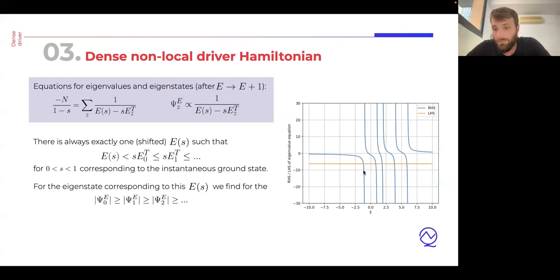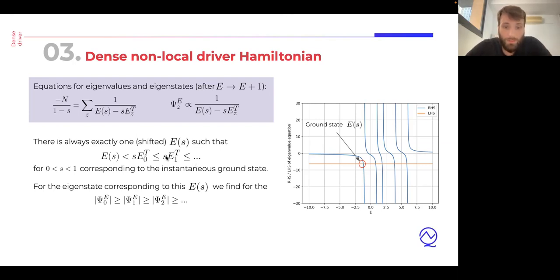And it's relatively easy to see that there's going to be one lowest eigenvalue, which is the ground state energy, which is here. And it's also relatively easy to see that this ground state energy is to the left of all the poles. It's to the left of the first pole, to the left of the second, and so on. In terms of equations, this looks like this set of inequalities here. So this instantaneous ground state energy is smaller than S times the target ground state energy, smaller or equal to S times the target excited state energy, and so on.